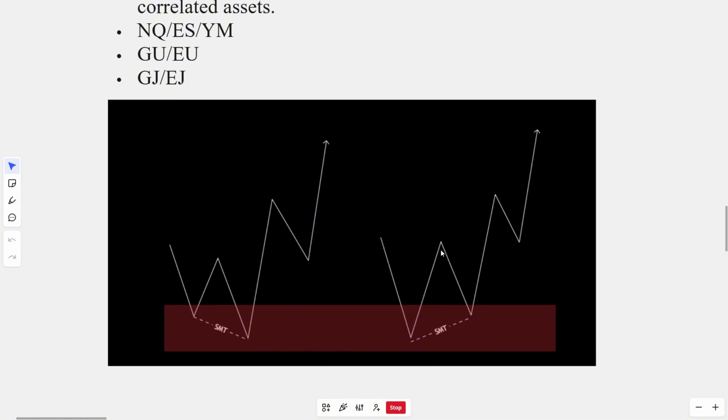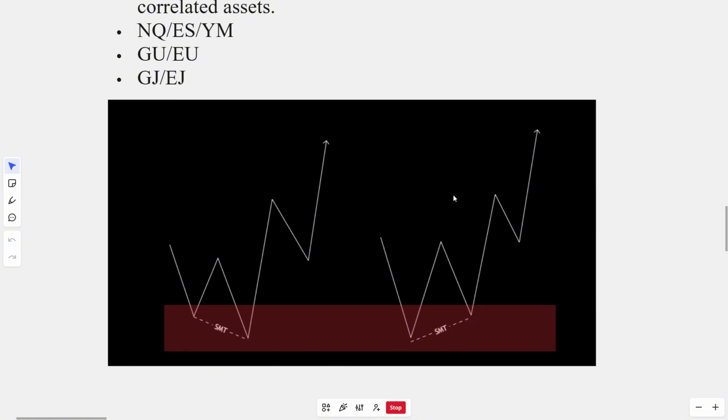We reject, so you guys can see we're rejecting. The NQ makes a lower low, and ES makes a higher low. Can you see this low is higher than that one? But this low is lower than that one. So that signals an SMT, which means a market maker buy model here is likely to occur. So you guys can see after this SMT, we start to expand.